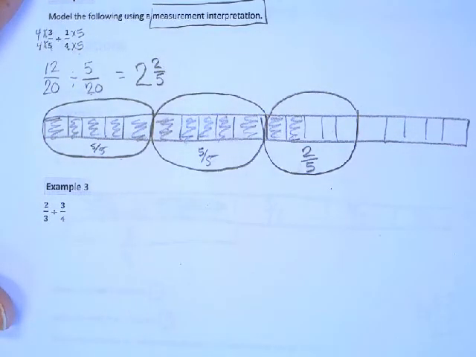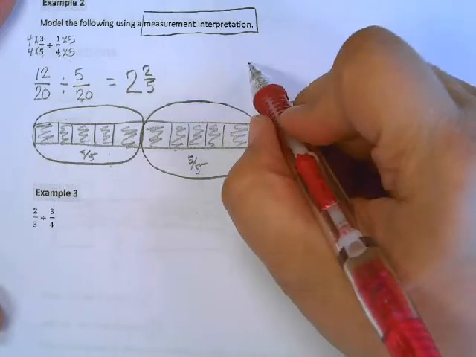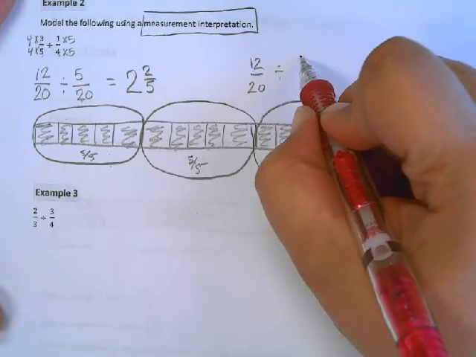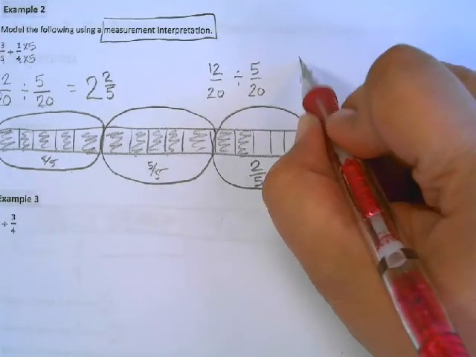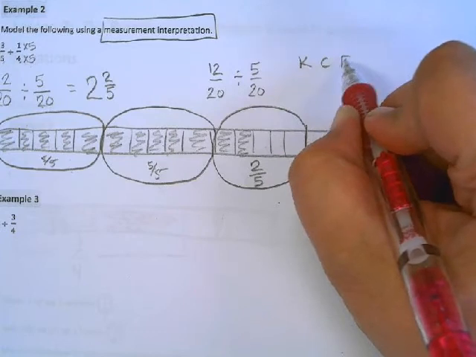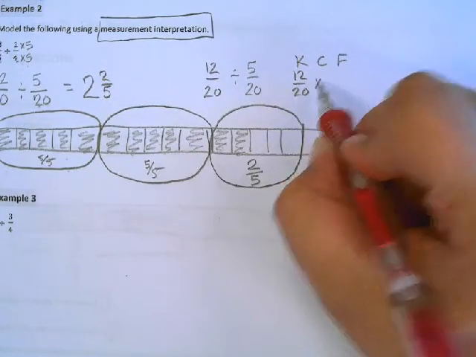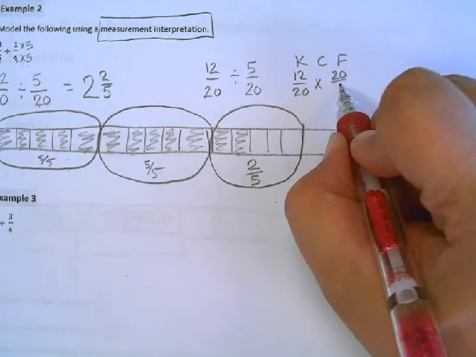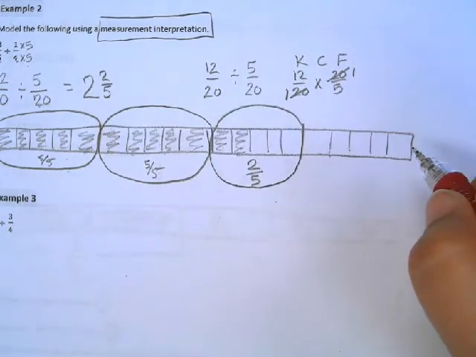I can also check my work by using my equation, which is 12 over 20 divided by 5 over 20. And I'm going to use my keep, change, flip. So I keep my 12 over 20, change to multiplication, and I flip to my reciprocal, which is now 20 over 5. I can cross cancel these two so that they're both 1.